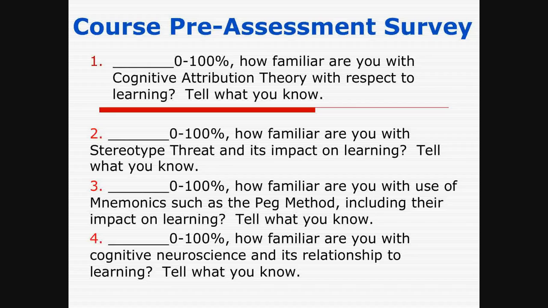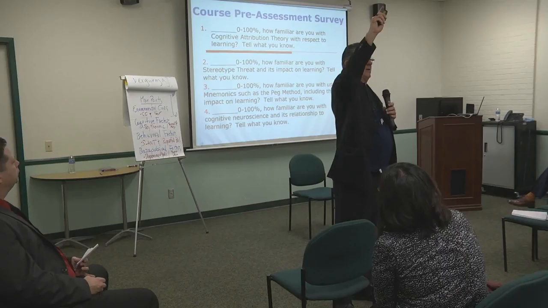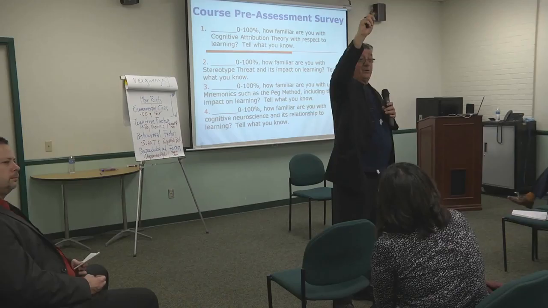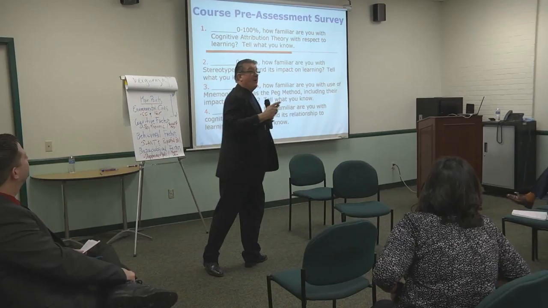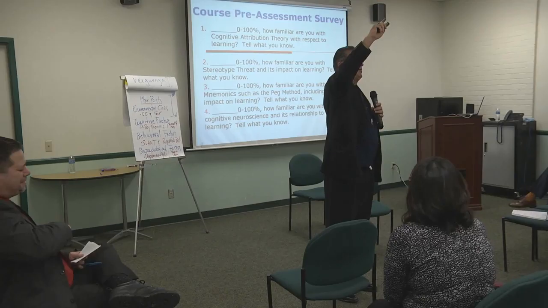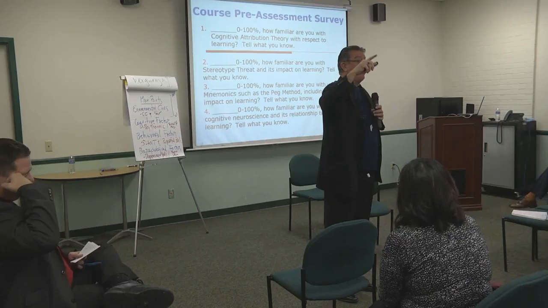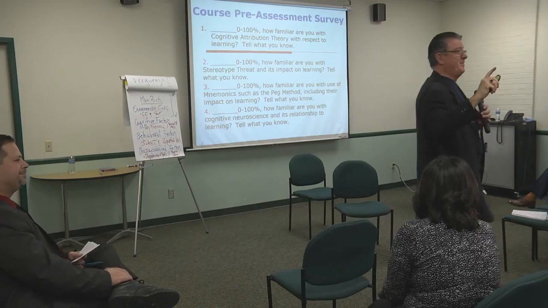Course pre-assessment survey, I do that with students because I want to get a sense of what they do know. But I want to ask you, as an example in teaching, 0 to 100, how familiar are you with cognitive attribution theory with respect to learning? Who is at 80? Okay, who's at around 20? Good. Raise your hand. I'm not going to call on you, I promise. Now, stereotype threat. Who is pretty knowledgeable on stereotype threat and is around 80? He is. Okay, good. Who needs to learn more about stereotype threat? Raise your hand. That's professional development. You have to now prioritize what you want to do.